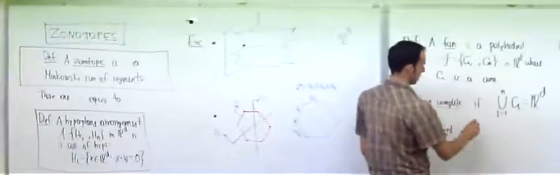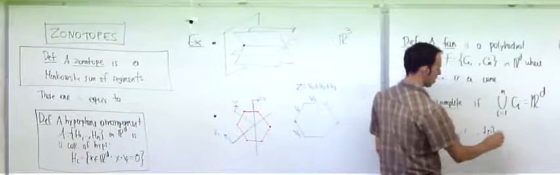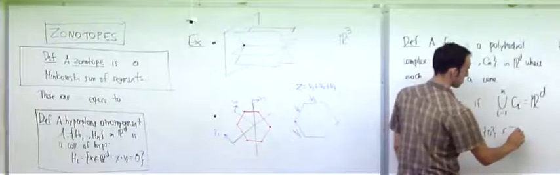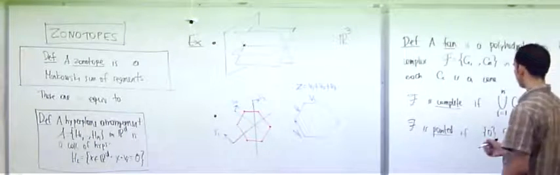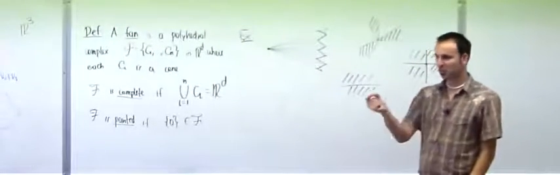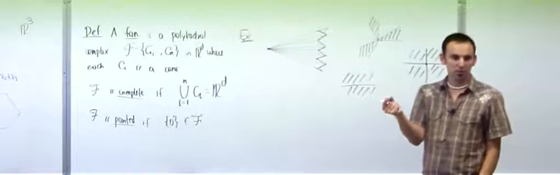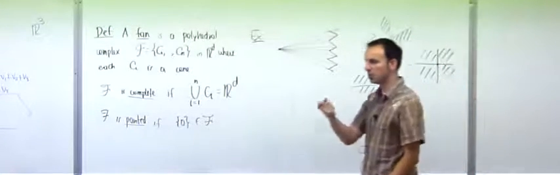So we say that F is pointed if the origin is a cone. Okay, that's the definition, but I think it's clearer to just call it pointed. It's pointed if it has a point, and that point has to be the origin, because our cones are centered at the origin. Question?